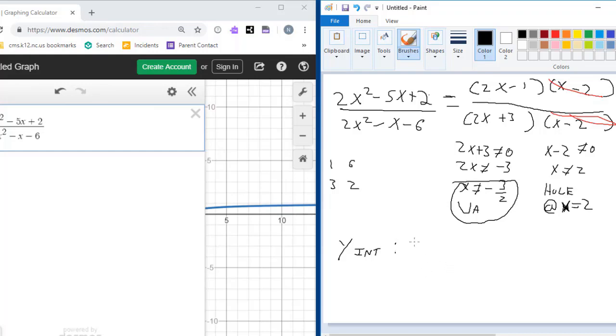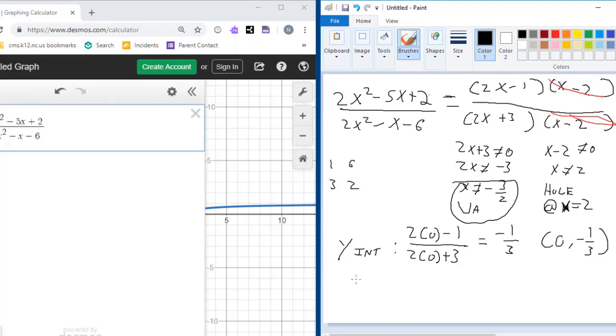So for my y-intercept, my x value is equal to 0, and my x terms canceled out here. So I can just do 2 times 0 minus 1 over 2 times 0 plus 3. 2 times 0 is 0, 0 minus 1 is negative 1, and 0 plus 3 becomes 3. It becomes negative 1/3. So my y-intercept is (0, negative 1/3).